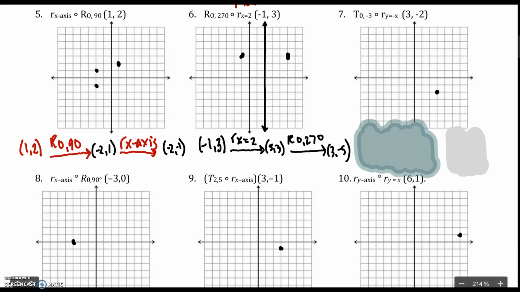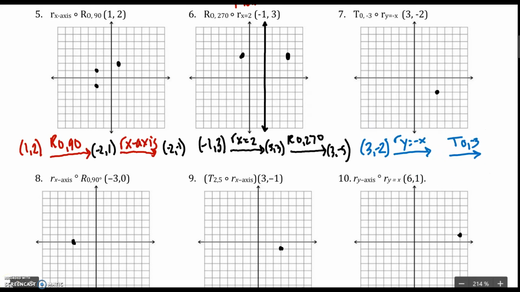For number 7, first we're going to reflect over y equals negative x, and then we're going to translate 0, 3. So y equals negative x, remember you're switching and negating. And then you're going to add for a translation. So 2 plus 0 is 2, negative 3 and negative 3 is negative 6.